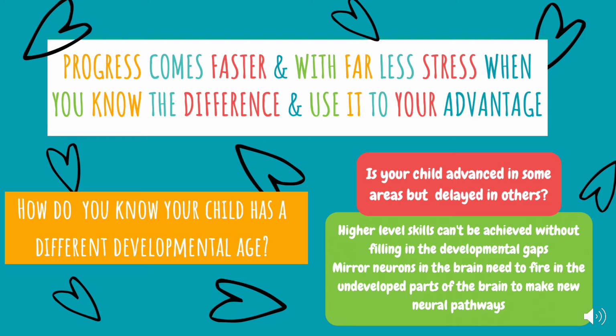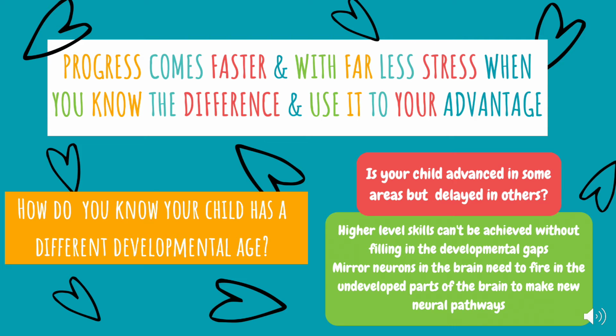Progress comes faster and with far less stress when you know the difference between the two ages and use it to your advantage. Why is that? Because if you put your child in where they are chronologically and they're not there yet developmentally, they will not be successful and therefore they will not feel competent. When you work at your child's level and at his pace, then your child feels more competent and he also trusts you more, so that he's willing to go a little bit out of his comfort zone than he usually is when he's just thrown into the mix and expected to know how to do it.